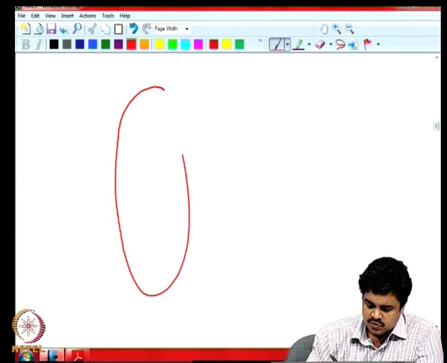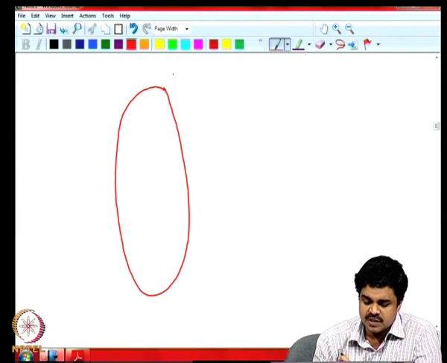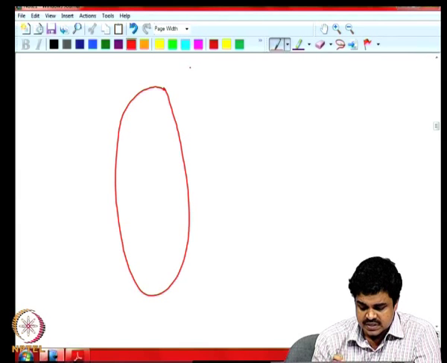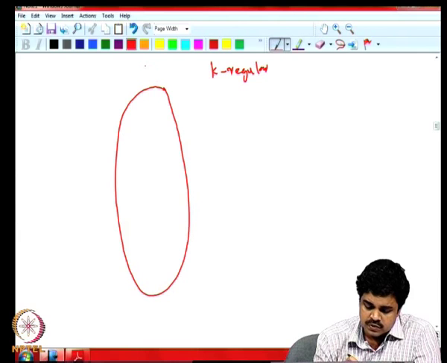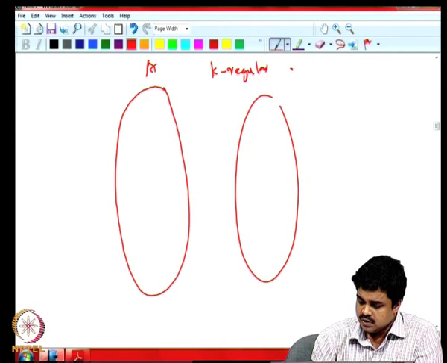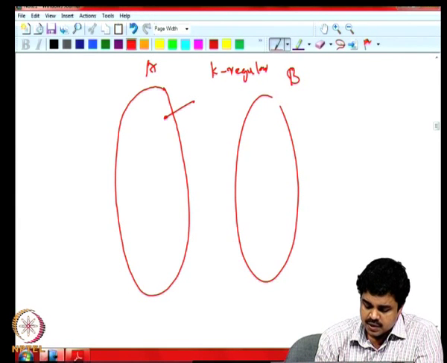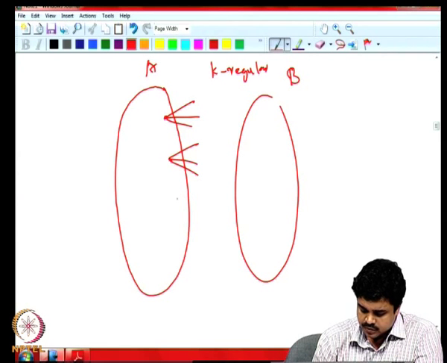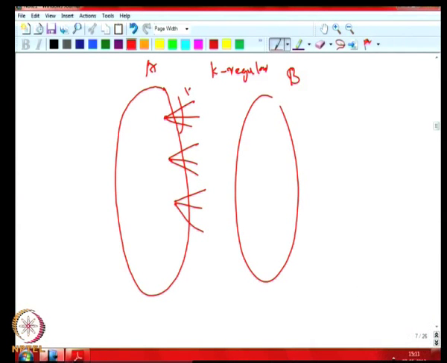But what I want to discuss here is a special case of it, namely when the bipartite graph we consider is k regular, right. So, a k regular bipartite graph. This is the A side, this is the B side. You see, a k regular bipartite graph will be like this: k edges will be going out from every vertex. Now we want to show that Hall's condition is met by this graph.